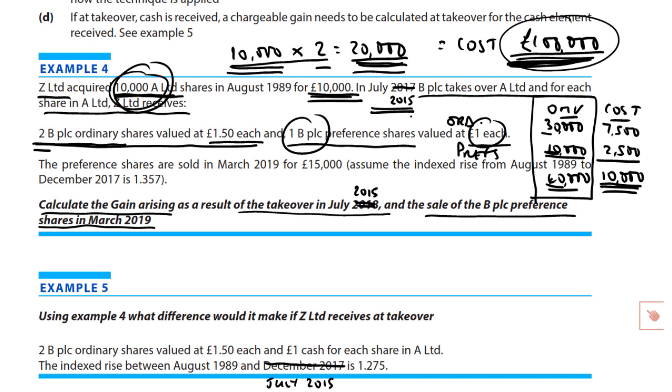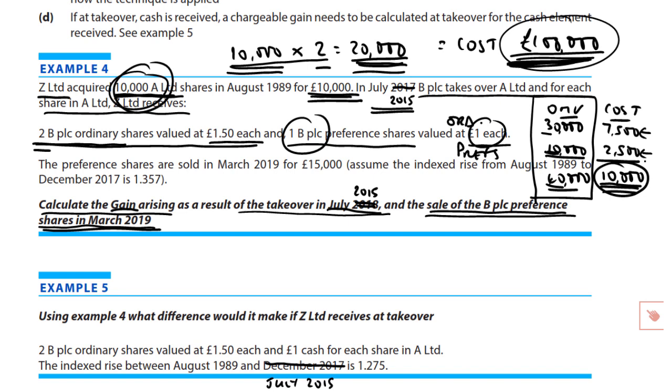So back in July 2015, will any gain have crystallised? Remember the question: calculate the gain arising as a result of the takeover in July 15 and then the sale of the B plc preference shares in March 19. Will any gain have occurred at the time of takeover? No. Instead, the new shares, a combination of ordinary and preference shares, stepped into the shoes of the old shares here. The old shares had cost £10,000, and we have now allocated 7,500 of that to the ordinaries and 2,500 of that 10,000 to the preference shares.